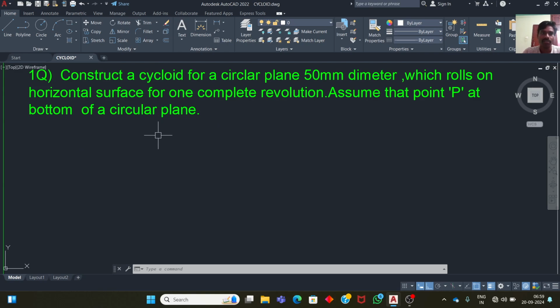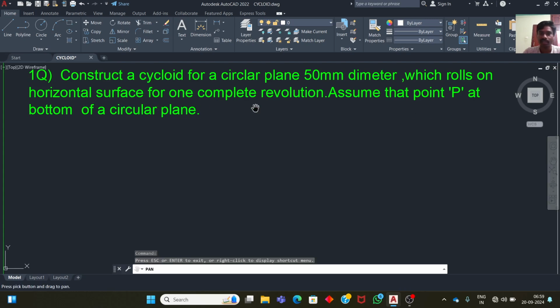Okay, so the question will be like this. Construct a cycloid, a circular plane of 50 mm diameter, which rolls on a horizontal surface for one complete revolution. Assume that point P is at the bottom of the circular plane. So this is the question. In this question, we can observe the diameter of the circle is given, that is 50 mm.